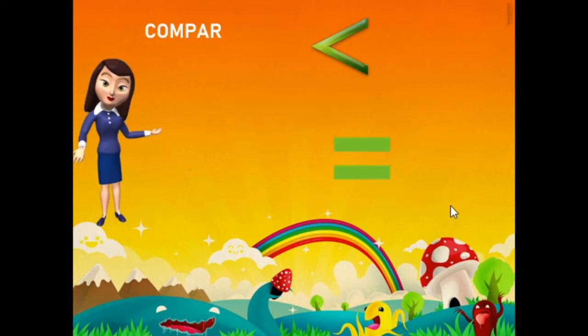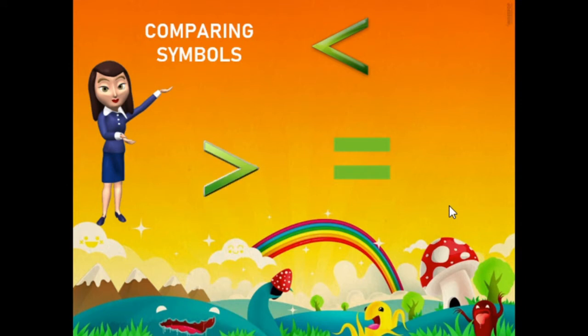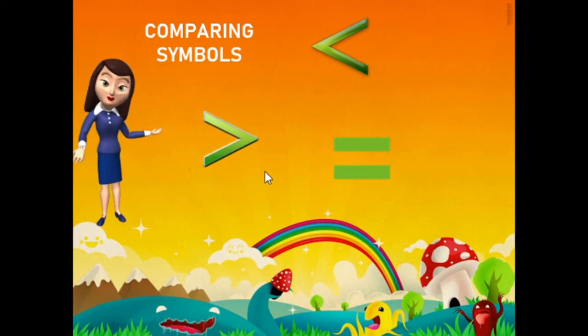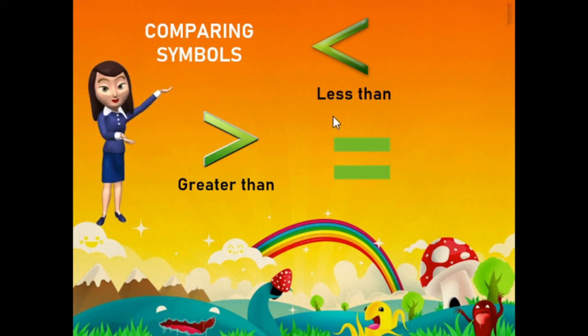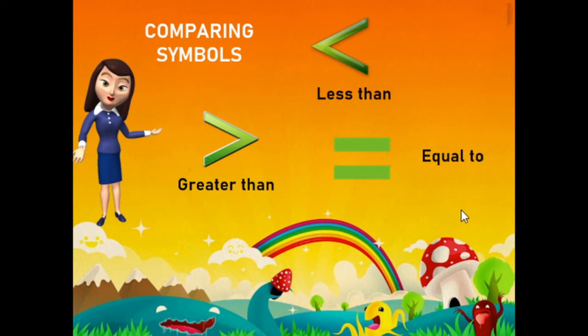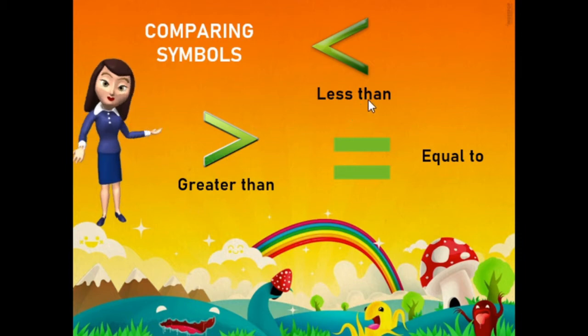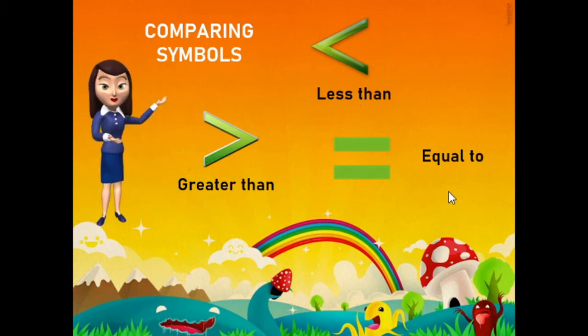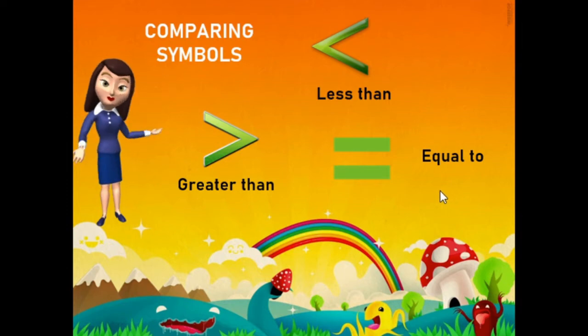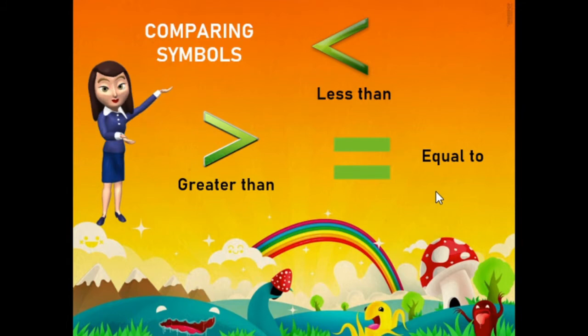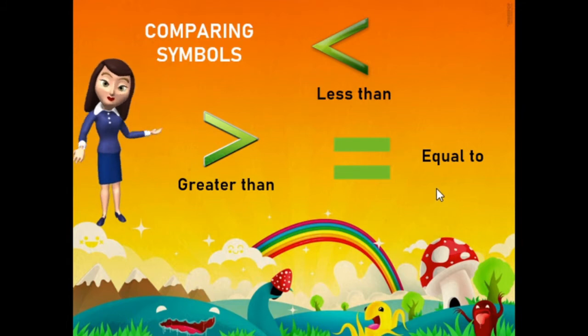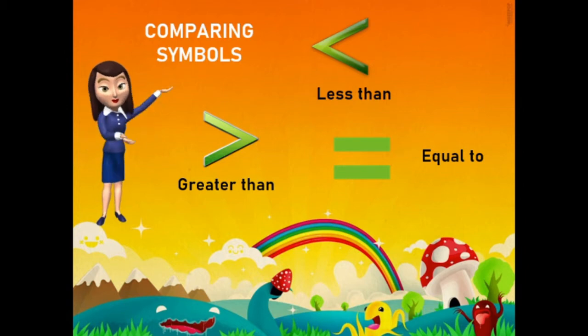We also had discussed the different comparing symbols. We have greater than, less than, and equal to. Repeat after me. Greater than, less than, equal to. Very good. We compare which number is small, which number is big, or are the two numbers equal to each other.